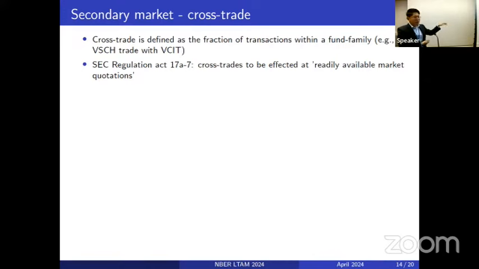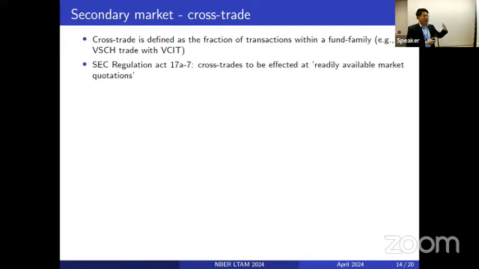So here, cross trade is regulated by SEC Rule 17a-7, and essentially the cross trade needs to be executed at the readily available market quotation. However, historically speaking, the definition is quite loose.